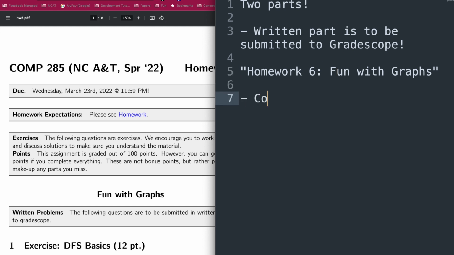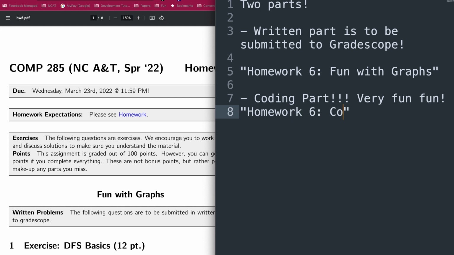And there's also a coding part, and this one is very fun. You're actually going to be implementing your midterm exam. So you're going to have a lot of fun with this one. This also needs to be submitted to Gradescope, and you're going to see homework 6 code.